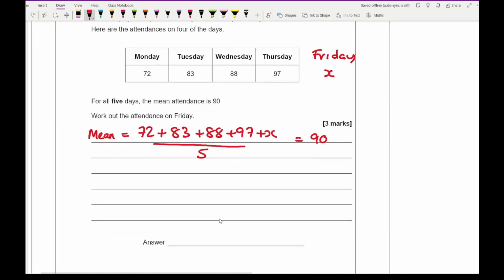Now, if I just neaten this up, then what I find is that by adding all of those numbers up, I get an answer of 340. So X plus 340. Now, if I take the 5 over to the other side by multiplying by 5, I'll end up with an answer of 450. And then all that's left for me to do is take away 340, and that gives me an answer of 110.